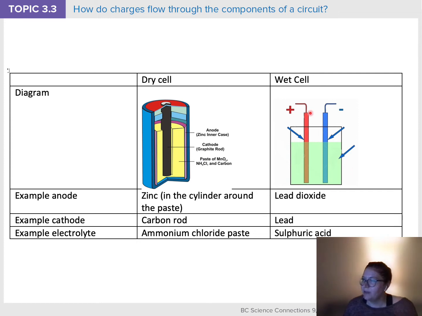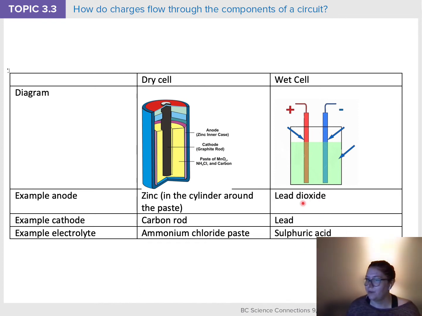In a wet cell, it can be as simple as this. So you have some kind of container with the liquid electrolyte in it, and you have one metal electrode here and one little metal electrode here. So in a car battery, that's a wet cell.